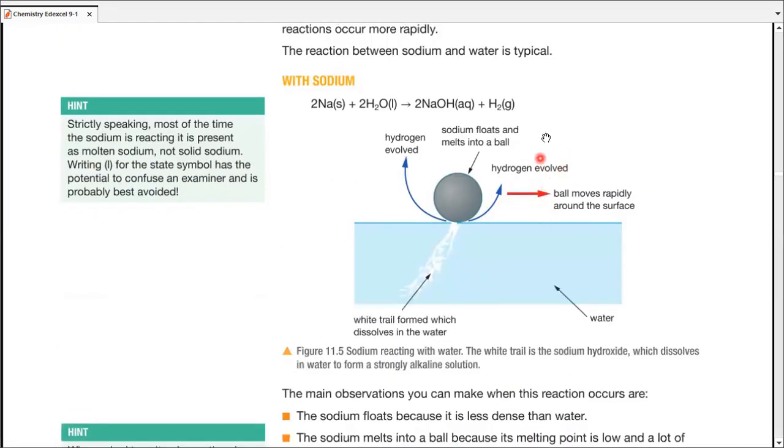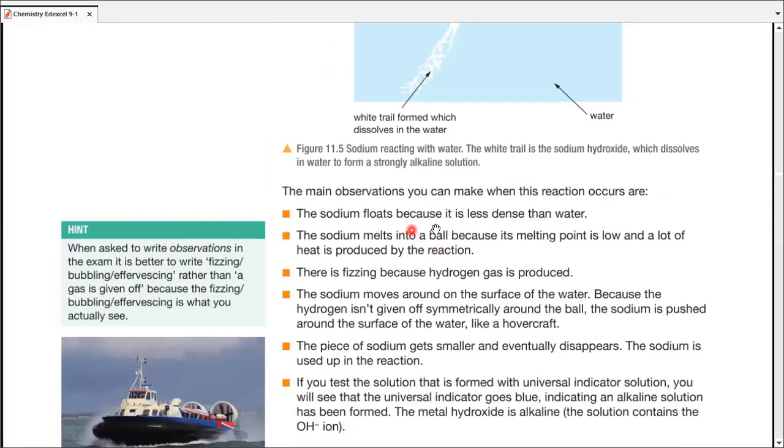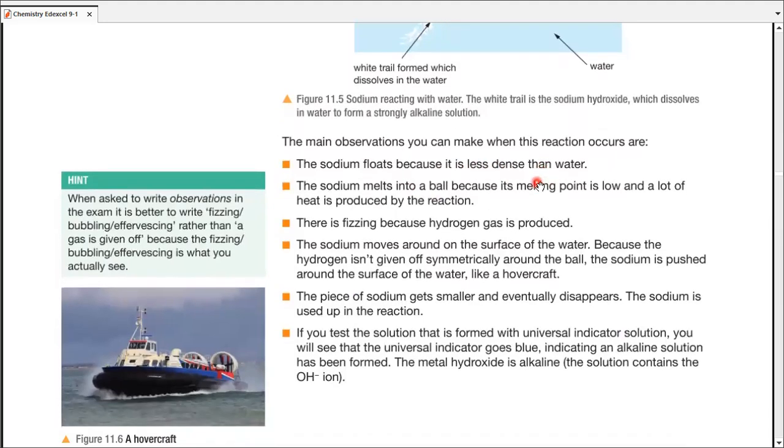If you look at the video, if you remember that video, you'd understand that sodium was turned into a ball. He used a cube that he put in water, but immediately after reacting, that cube was converted into a ball. Rewatch the video, you'll see it with your own eyes. Not just that, it is going to leave a trail in water, which they have mentioned over here, and this ball is rapidly going to move around the surface. Sodium floats on water, this ball floats on water because it's less dense than water.